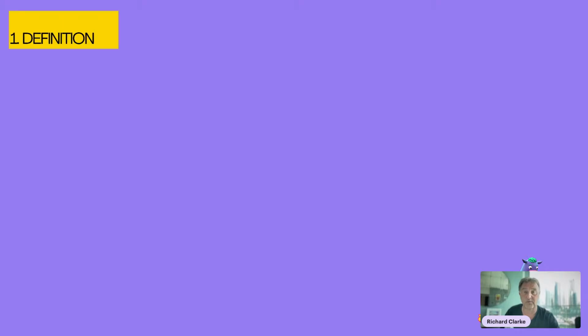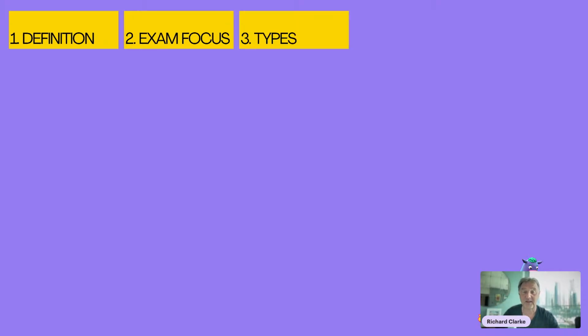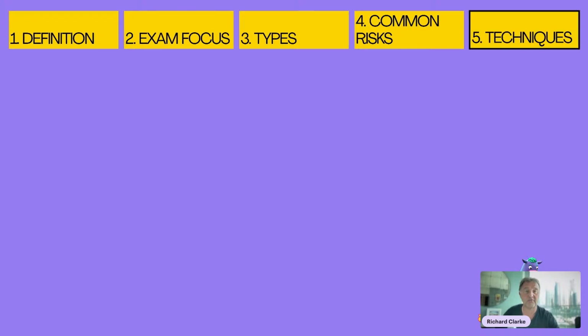So as a reminder, what have we done? We've looked at the definition, exam focus, 2 marks per well-explained point, different types: financial, operational, compliance, that sort of thing. Looked at some common risks. And now we're going to have a look at some techniques that we've got to use in the exam, because that's the key thing, isn't it, really?